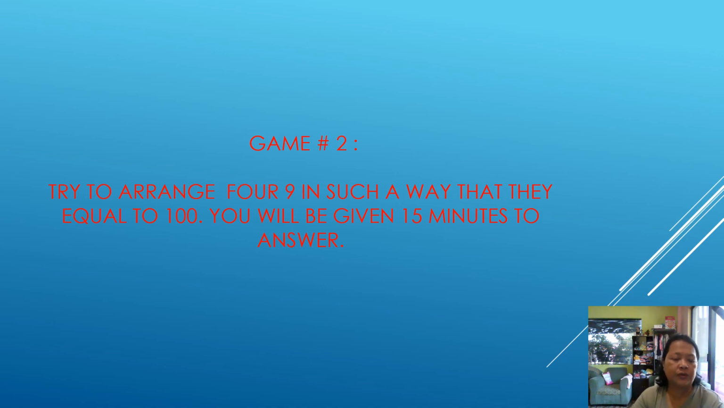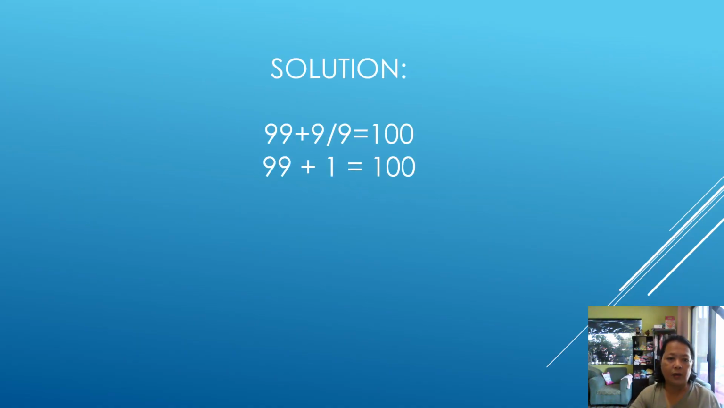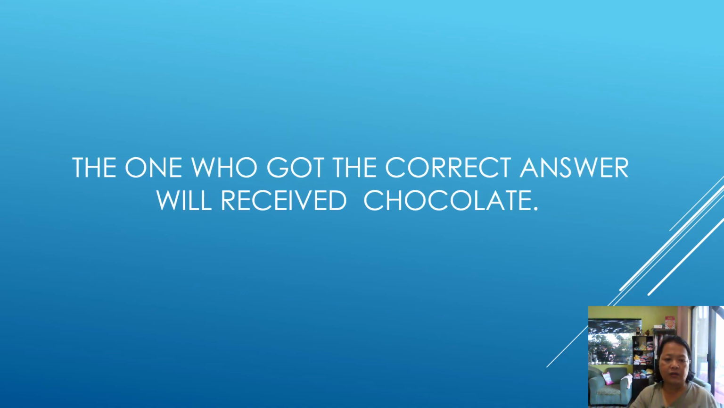Game number 2. Try to arrange four 9s in such a way that they equal 100. You will be given 15 minutes to answer. Okay, sa mga nakakuha ng tamang sagot, ito po ang solution natin. 99 plus 9 divided by 9 is equal to 100. 99 plus 1 is equal to 100. Sino po ang nakakuha ng tamang sagot? Thank you. The one who got the correct answers will be given chocolate.